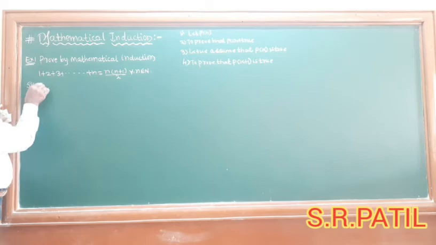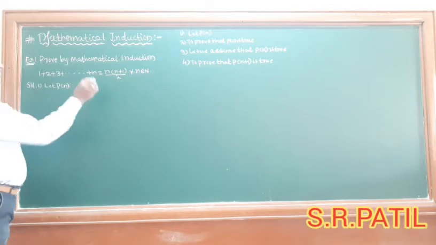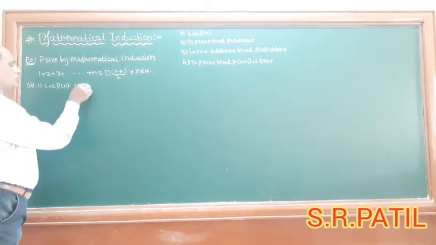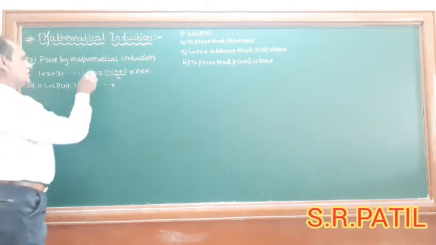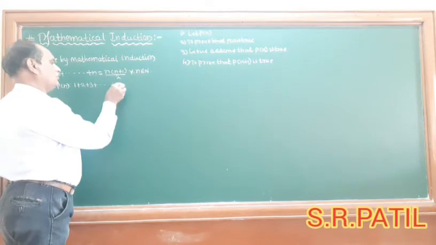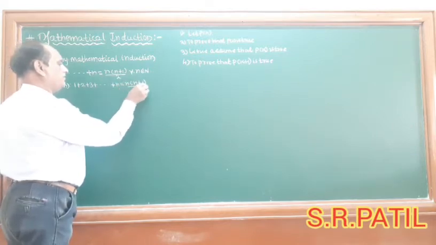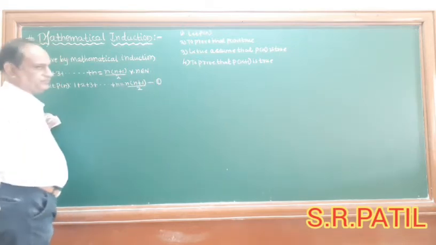So step number 1 is P(n). P(n) means the given thing. Here the bottom is modified with that: write 1, then plus 2, then plus 3, and so on, up to n. The sum is equal to n(n plus 1) divided by 2. Let this be equation number 1.